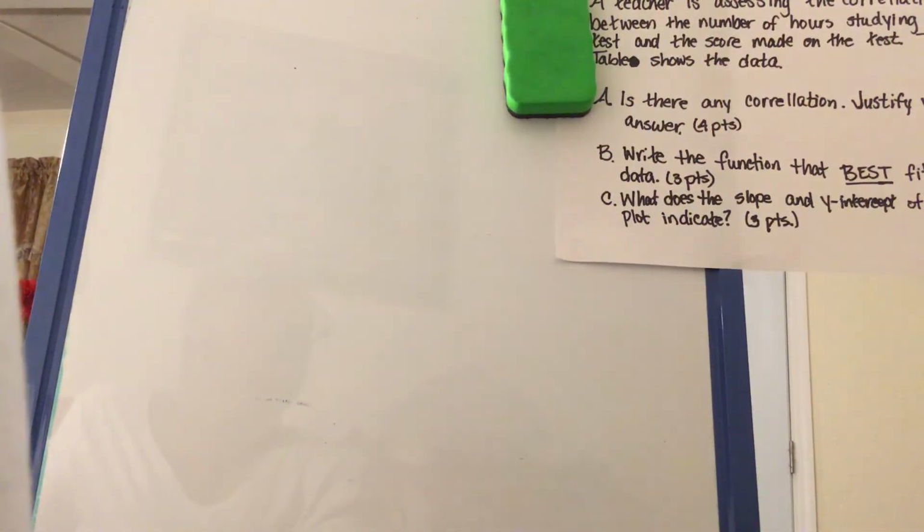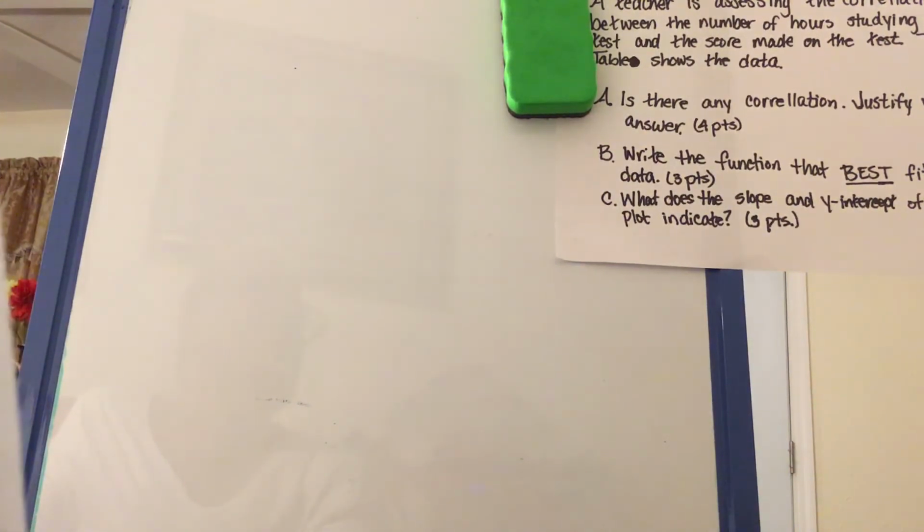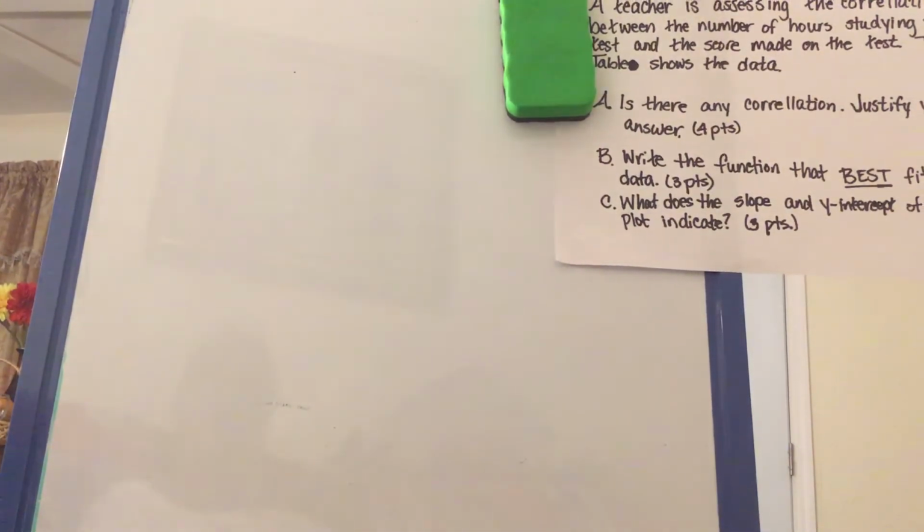The question says, a teacher is assessing the correlation between the number of hours studying for a test and the score made on the test. The table shows the data. Okay, now this is the biggest clue ever. That's not the biggest clue. Is there any correlation? Justify your answer. And your answer is going to be positive.